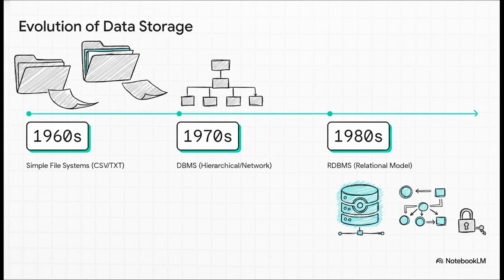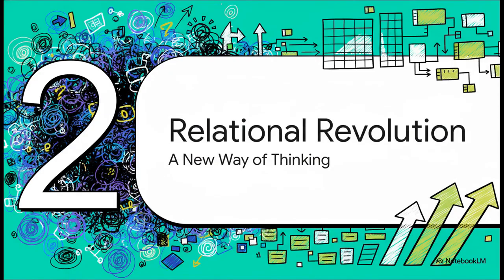And as you can see here, we started to evolve. We went from those simple files in the 60s to some early database systems in the 70s. But the real game changer, the big one, that arrived in the 1980s: the Relational Database Management System, or RDBMS, and it changed everything. And look, this wasn't just a small improvement. This was a whole new way of thinking about data. It was a complete shift that brought logic, order, and most importantly, reliability to all that chaos.